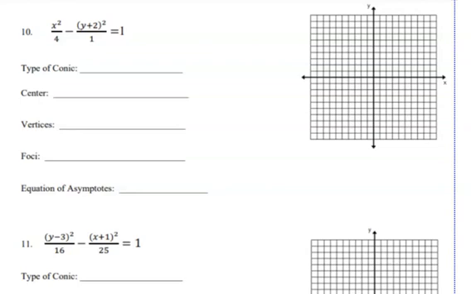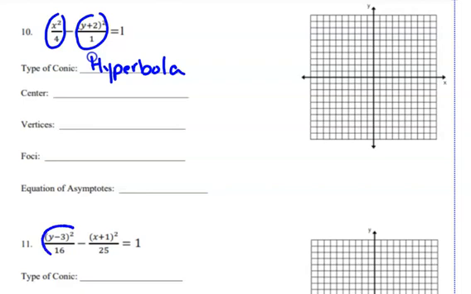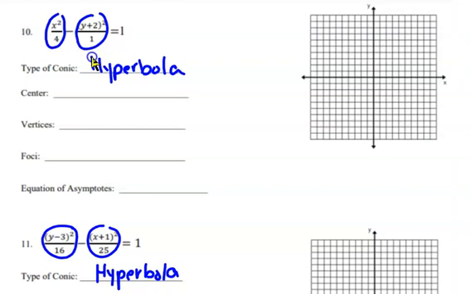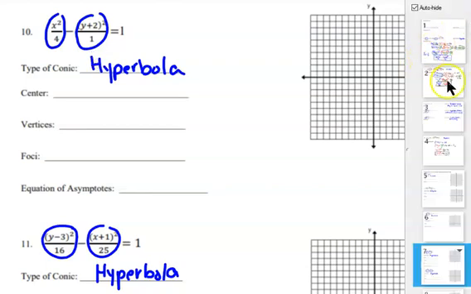All right, number 10, this is a hyperbola because we're subtracting the fractions, we're subtracting the square terms. Down here, again, it doesn't matter if x or y is first, this is also a hyperbola because we are subtracting the square terms. Okay, now we're going to go back and graph them.